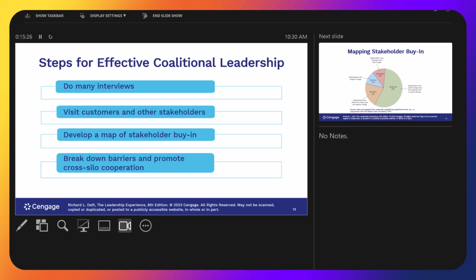Develop a map of stakeholder buy-in, because you want to know who your stakeholders are, but not only who they are, but the priority of them. Who are the stakeholders I should give the most attention to? Who are the stakeholders I should go to first? And who are my stakeholders who are lowest on the totem pole? It's basically a pecking order.